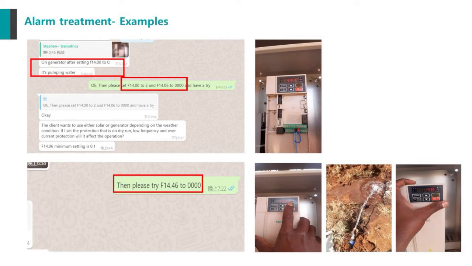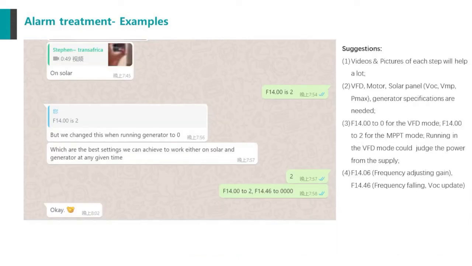This parameter is actually one I just introduced in the alarm F14.46. It could adjust the VOC update and the frequency fast falling. You could see in the conversation that after this parameter setting, it is pumping water, and the inverter works normally.